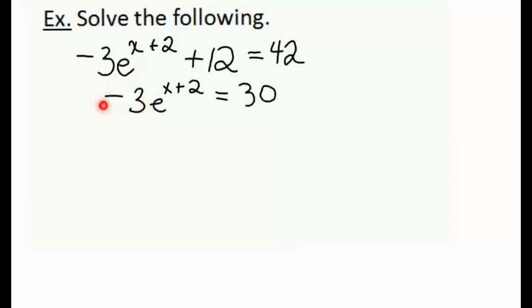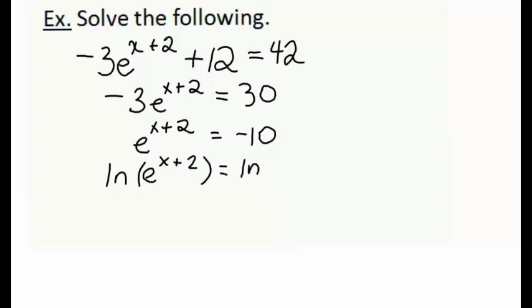Next, let's remove this negative 3. So I'm going to divide both sides by negative 3. This is going to give us e to the x plus 2 is equal to negative 10. Now that we have the exponential expression all by itself on the left-hand side, now's a good time to apply the natural logarithm to both sides to get rid of this base of e. So the left-hand side does become x plus 2.